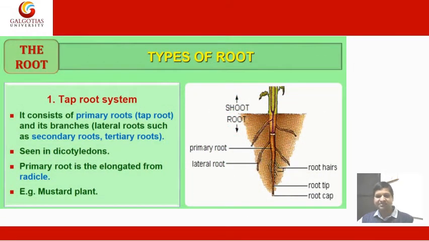Taproot. First, we will discuss the taproot. It consists of the primary root, that is the taproot, and its branches, the lateral roots, such as secondary roots and tertiary roots. Seen in dicotyledons, the primary root is elongated from the radicle. An example is the mustard plant. Now you see the image. The shoot is here and the root is here. This is the primary root, this is the base root, and these are the lateral roots. Then here are the root hairs, the root tip and the root cap.